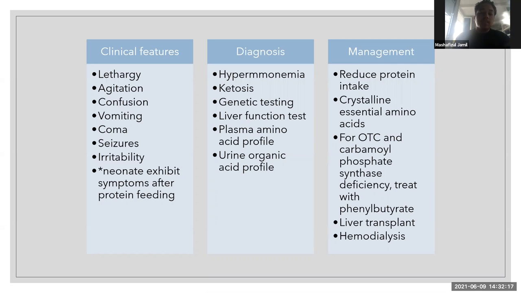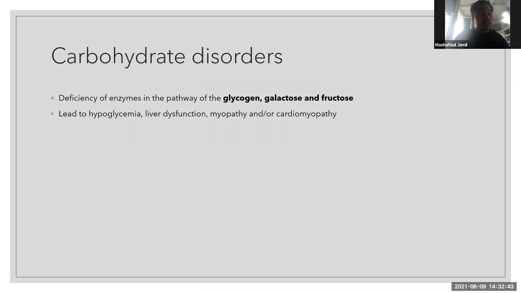And the brief management would be by reducing the protein intake by giving crystalline essential amino acids, the 9 essential amino acids. And for OTC and carbamoyl phosphate synthetase enzyme deficiency, we treat with phenylbutyrate because it will prevent the accumulation of ammonia. And then we can do liver transplant, and we can also opt for hemodialysis if the ammonia level is very high.